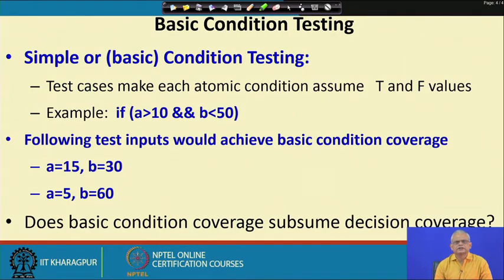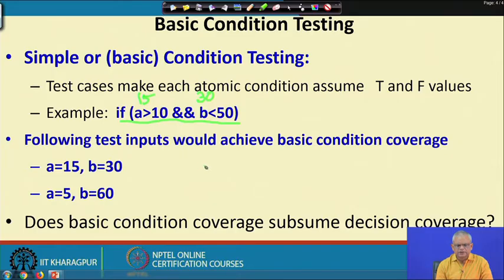First, let us see how we design the basic condition testing strategies. Let us take an example conditional expression: if a is equal to 10 and b is less than 50, and our objective is that each of the sub expressions will achieve true and false values. To make a is greater than 10 true, we will make a is 15, and to make b is less than 30 true, we will assign some value like b is equal to 30.